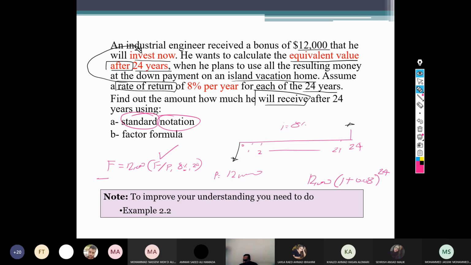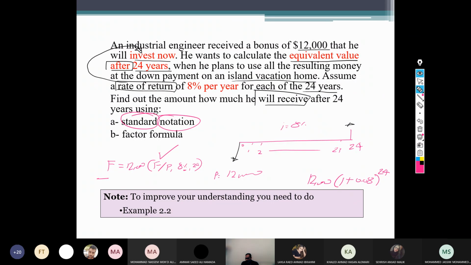I appreciate Ibrahim solving it. I cannot verify it because I don't have a calculator, but as you can see, other students are verifying it. So what does it say? It says, put today 12,000. Inshallah, after 24 years, you will receive 76,094. And based on that, plan your vacation.